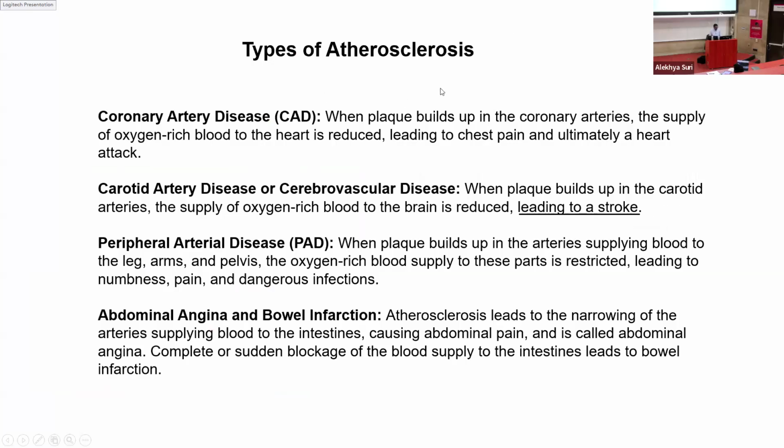The other types of atherosclerosis are carotid artery disease, where plaque builds up in the carotid arteries, which supply blood to the brain, and that leads to stroke. And peripheral arterial disease, where plaque forms in the arteries which supply blood to the legs, arms, and pelvis. And the third one is abdominal angina, bowel infarction. This is the narrowing of the artery supplying blood to the intestine. This causes abdominal pain and abdominal angina.